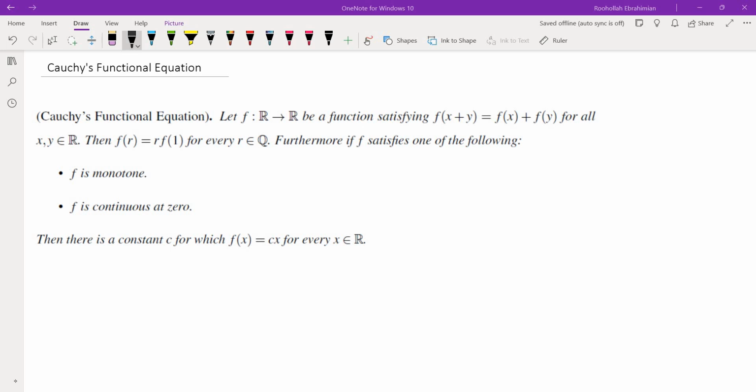Hello, in this video we're going to talk about Cauchy's functional equation, which is one of the most important functional equations that come up in math competitions quite frequently. So here's what it says.